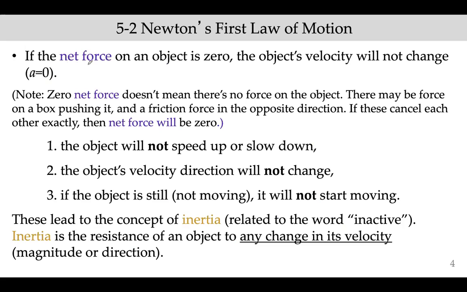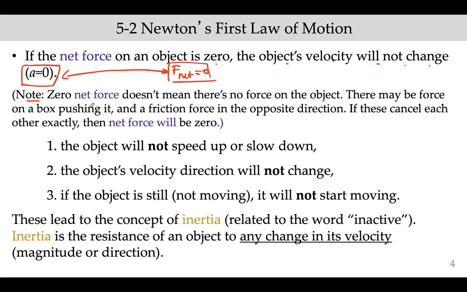Okay, so if the net force on an object is 0, then the object's velocity will not change. Be careful, it doesn't say the object's velocity is 0. It just says the object's velocity will not change. That means there is no acceleration. So there is a connection between net force being 0 and acceleration being 0. And in the following slides, you will see the formula, which is actually F net equals ma.